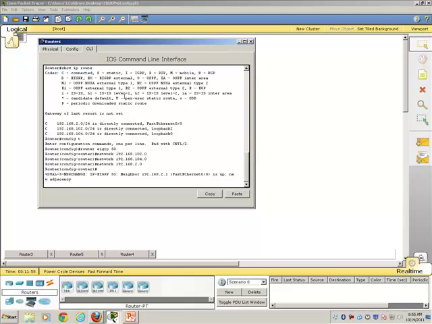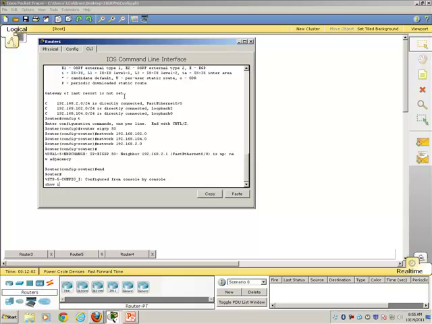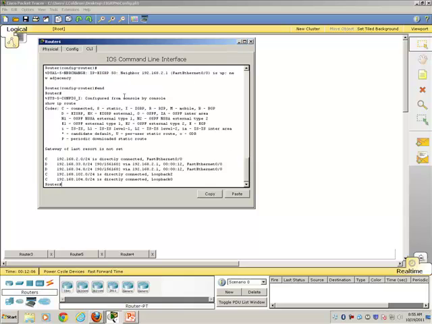Who is this neighbor? What networks do you think this neighbor's getting? I wish I could spell route. It's getting the 33 and the 34. We're not getting the other networks that are available out there. We're only sharing the information on this particular network.